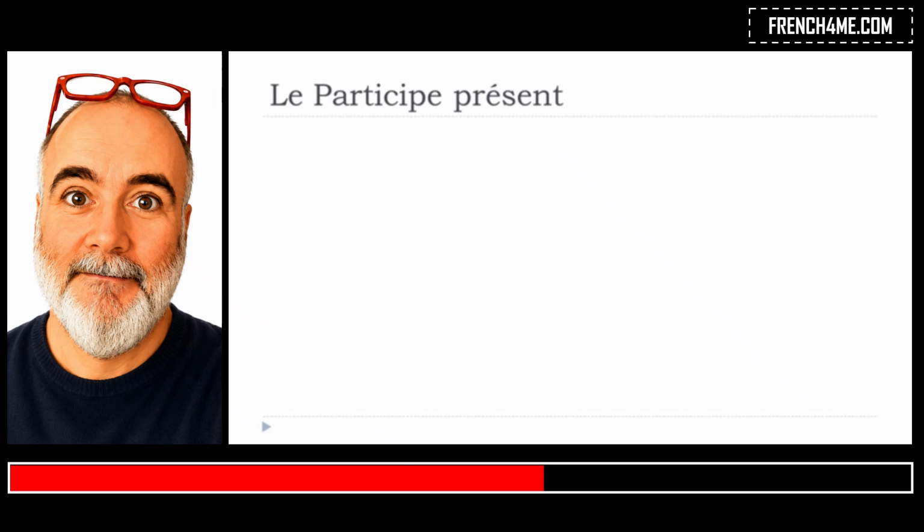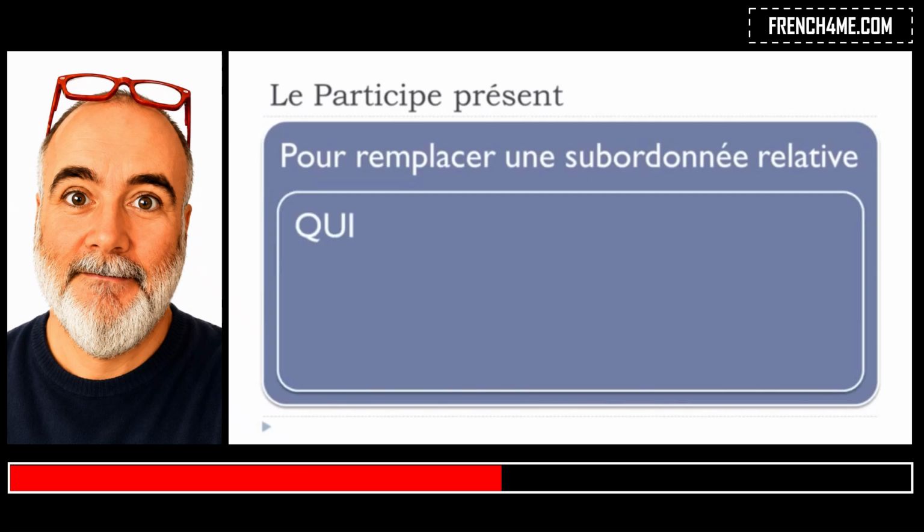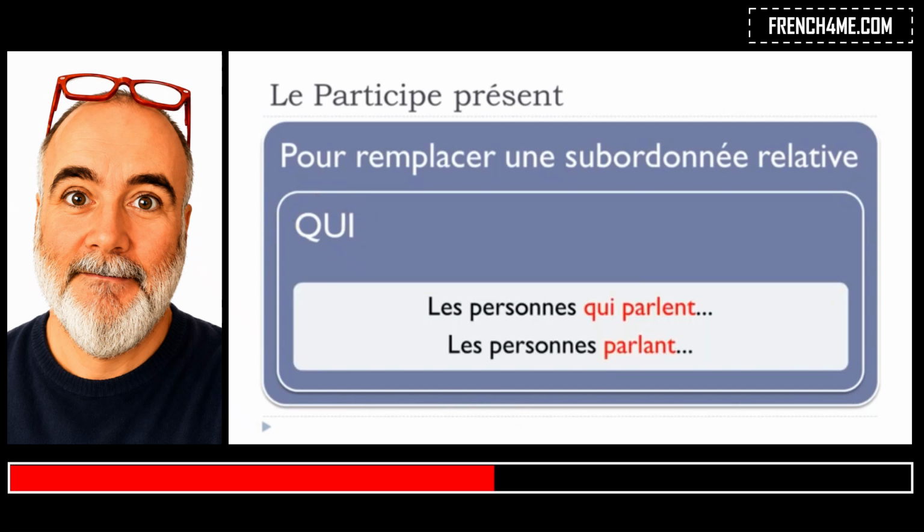And then the last use of this participe présent is if you want to replace une subordonnée relative. We saw previously les pronoms relatifs. If you don't know what une subordonnée relative is, I definitely advise you to try to find les pronoms relatifs, and it will be more clear. And so we can take this example with qui.